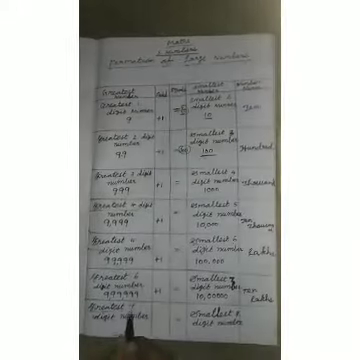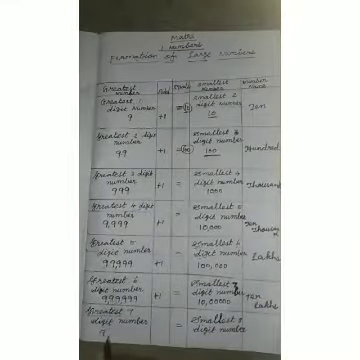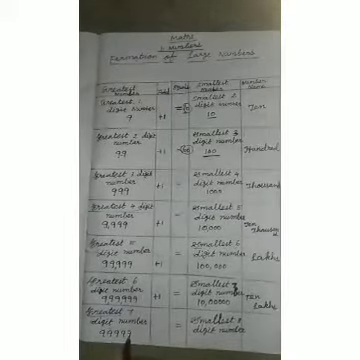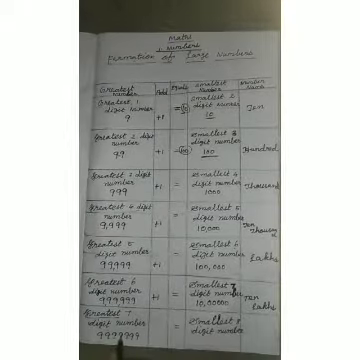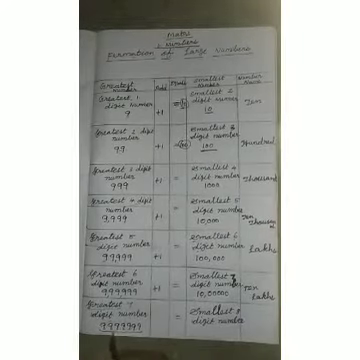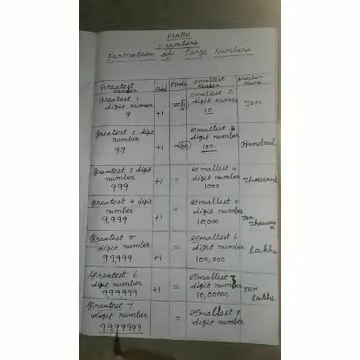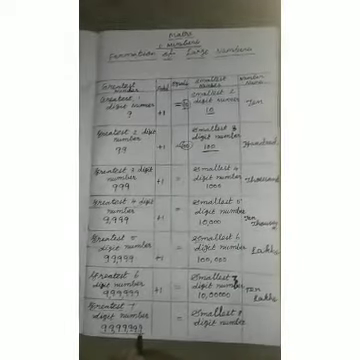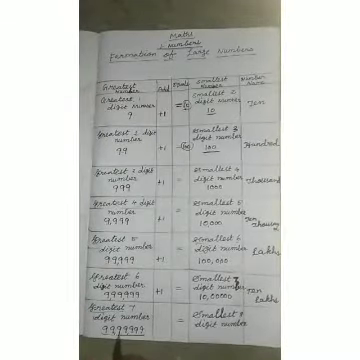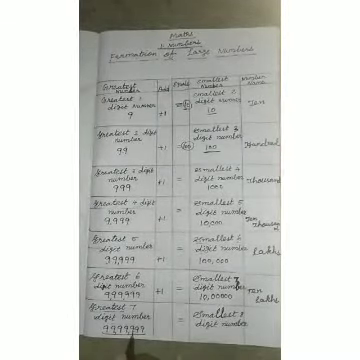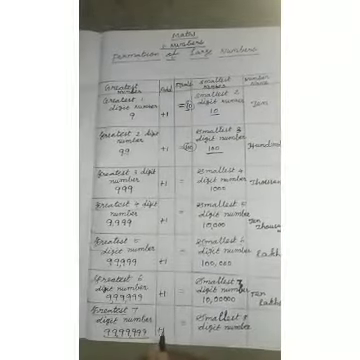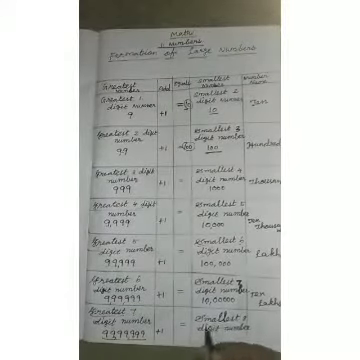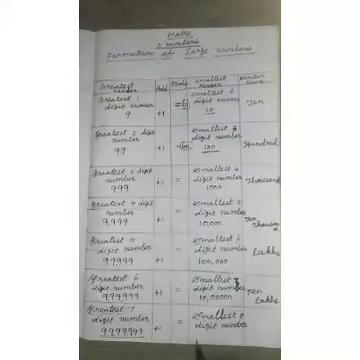Okay. Next, greatest 7-digit number. 1, 2, 3, 4, 5, 6, 7. The greatest 7-digit number is 99 lakhs 99,999. We add 1 and we get the smallest 8-digit number.